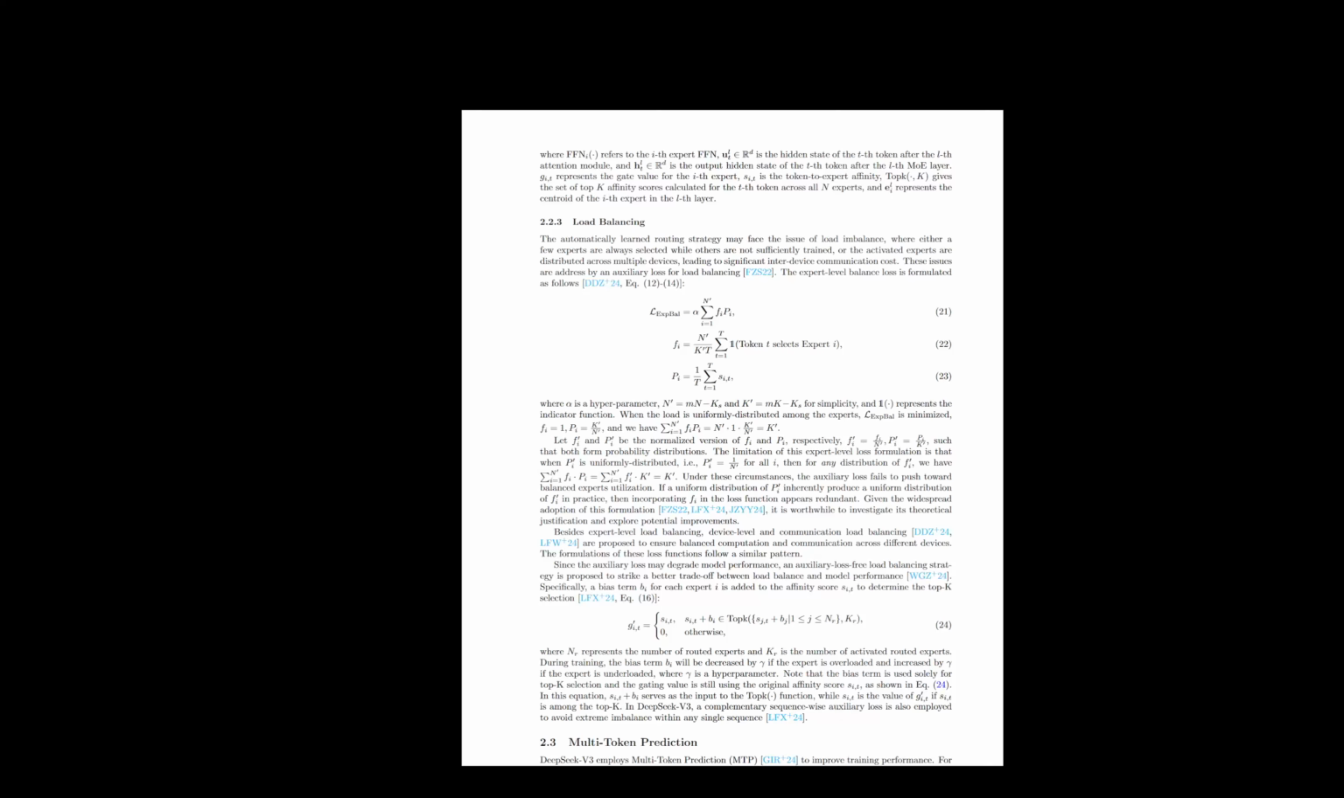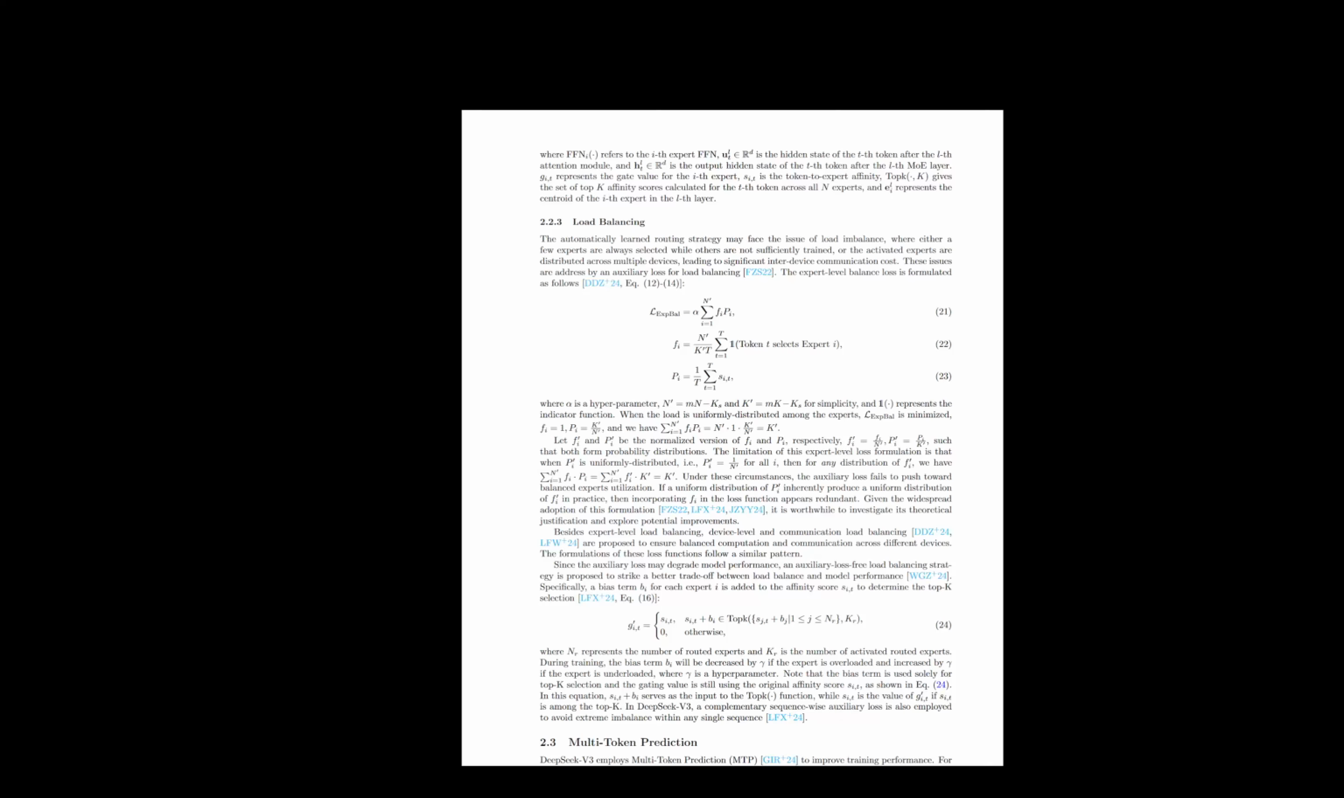2.2.3 Load balancing. The automatically learned routing strategy may face the issue of load imbalance, where either a few experts are always selected while others are not sufficiently trained, or the activated experts are distributed across multiple devices, leading to significant inter-device communication cost. These issues are addressed by an auxiliary loss for load balancing [FCS+22]. The expert-level balance loss is formulated as follows [DDZ+24, EC 12.14]: L_ExpBal = alpha times the sum over i=1 to N of f_i P_i (21).